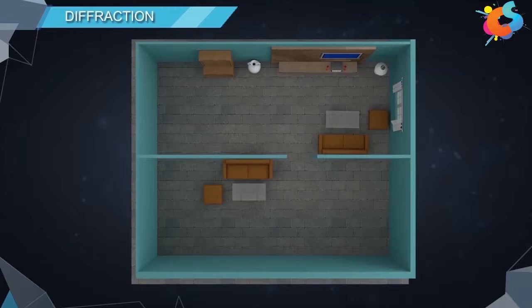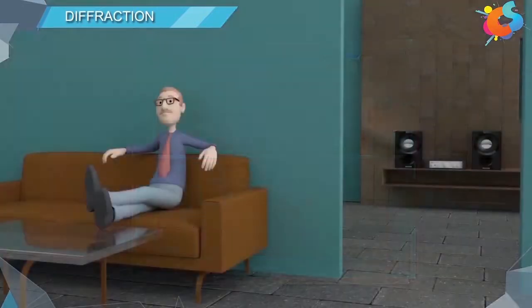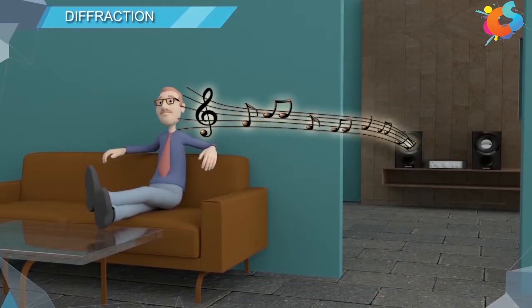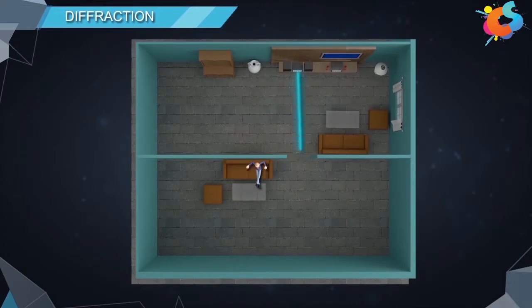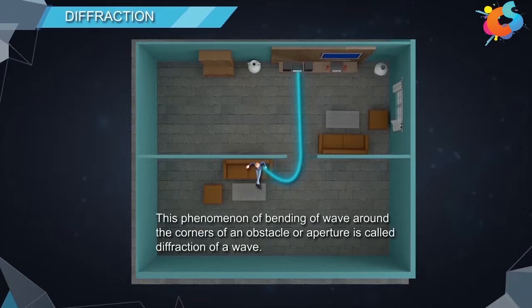Diffraction. Consider that you are sitting at this point in this room and a music system kept in another room is playing music. Since the door of this room is open, you are able to hear the music even if you are not present in front of the door. This means that sound waves somehow bent across the door and reached your ears. This phenomenon of bending of wave around the corners of an obstacle or aperture is called diffraction of a wave.